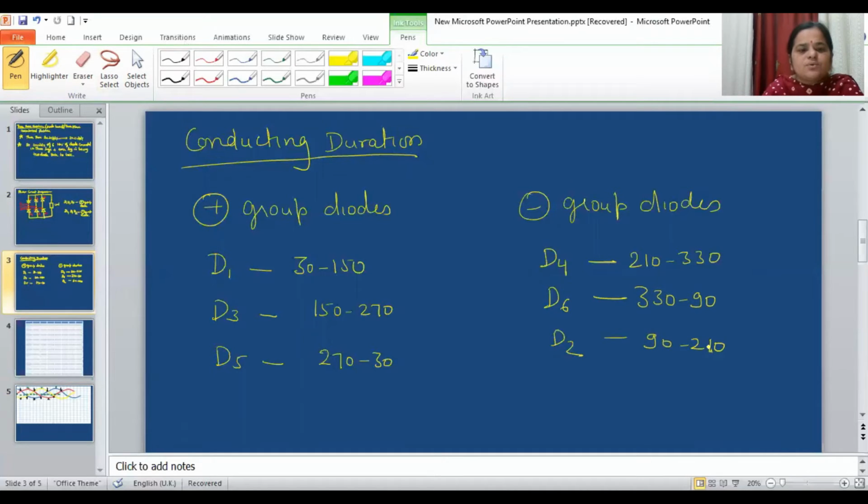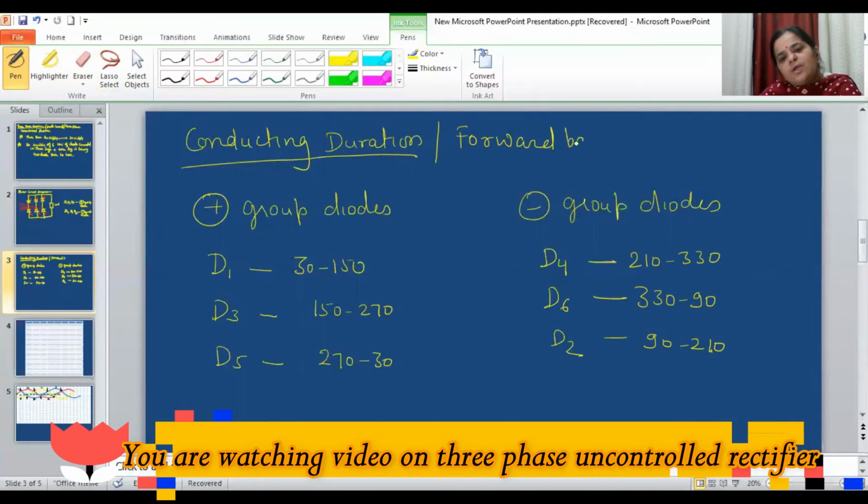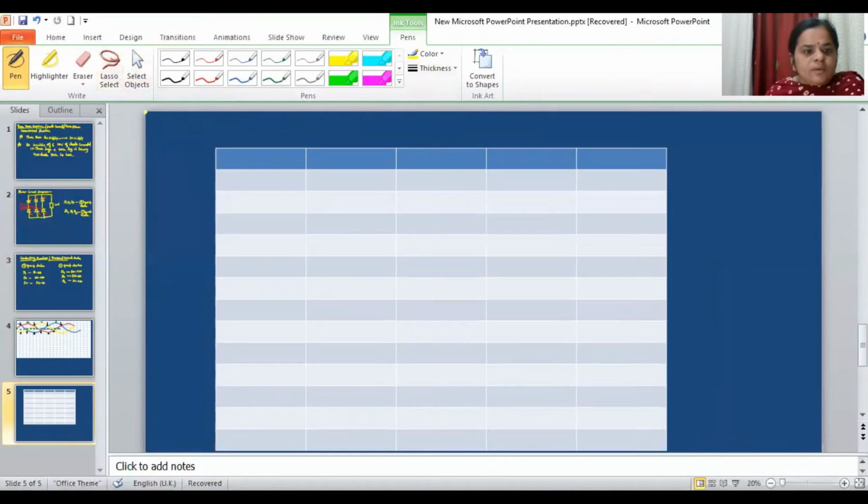So this is how we get the conducting duration or forward bias duration, and since they are diodes, both will be the same. Now let us make the conduction table. Here we are supposed to write the duration, then the forward diode, then the incoming diode, then the outgoing diode, and then the load voltage. So this is how we will make the table.